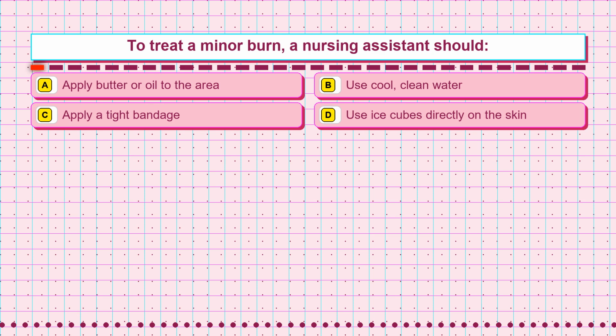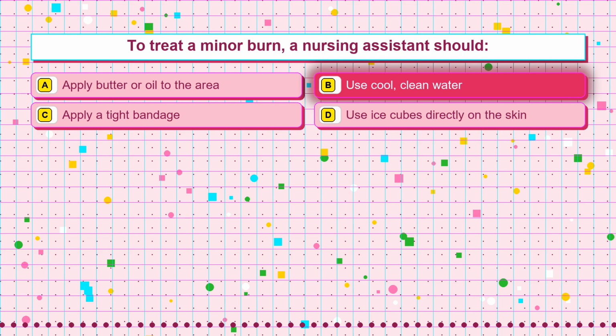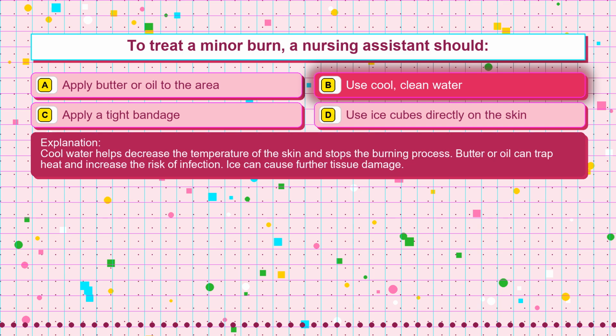Question 69. To treat a minor burn, a nursing assistant should: Option A, apply butter or oil to the area. Option B, use cool, clean water. Option C, apply a tight bandage. Option D, use ice cubes directly on the skin. The correct answer is option B, use cool, clean water. Cool water helps decrease the temperature of the skin and stops the burning process. Butter or oil can trap heat and increase the risk of infection. Ice can cause further tissue damage.